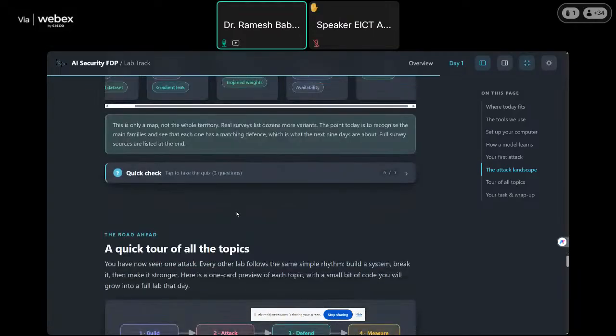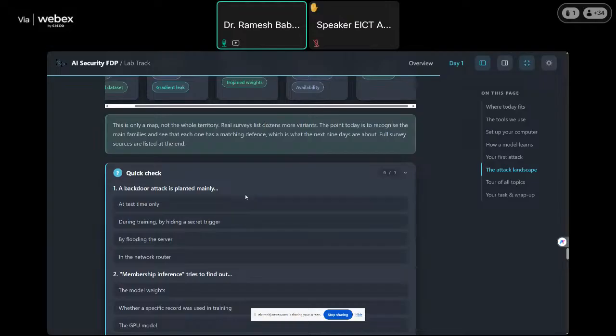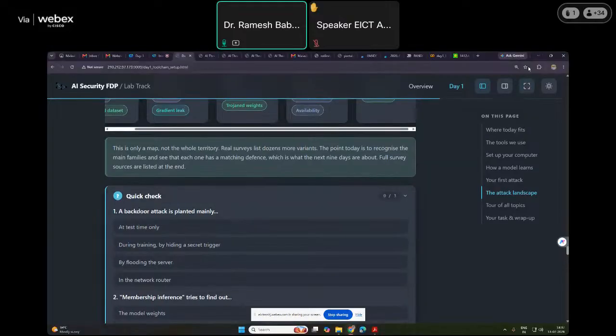Now we will have a quick quiz on this entire section. I want you again to give me answers for this quiz. The first question here is: a backdoor attack is planted mainly at test time only, during training, or by flooding the server in the network router. So what is the answer?